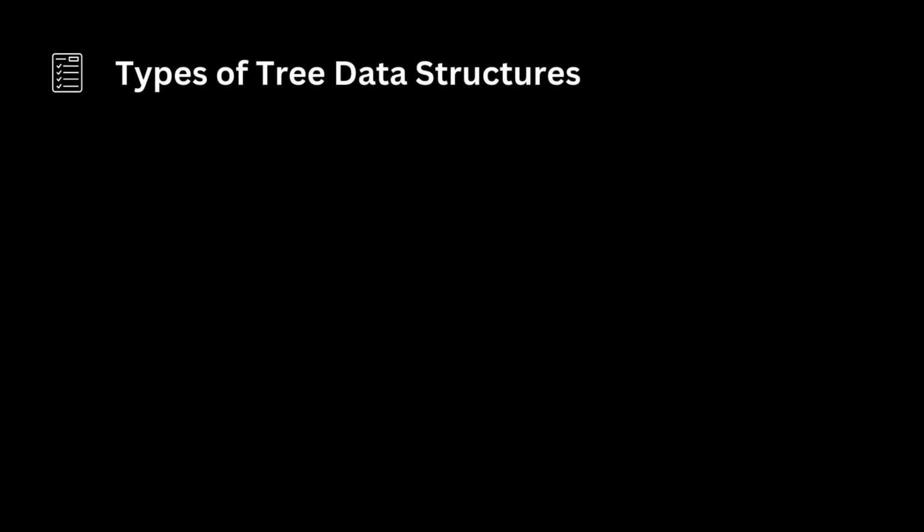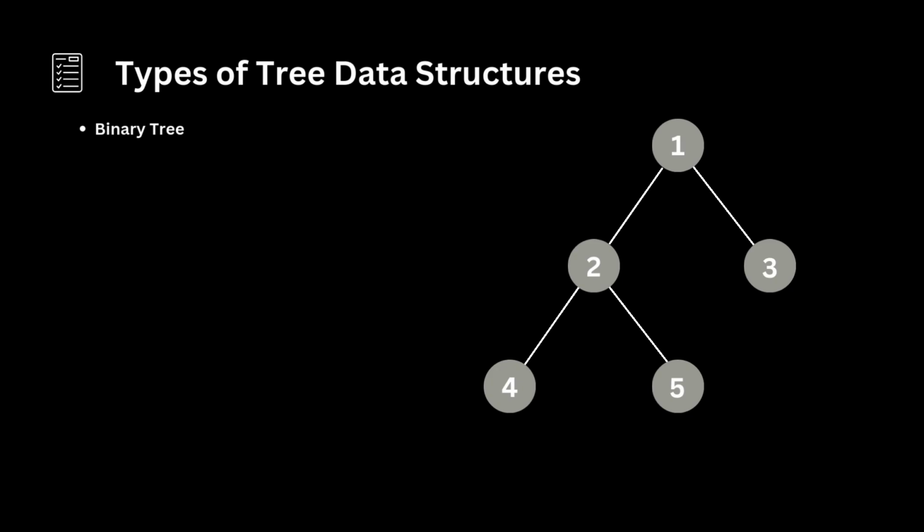Types of tree data structures. There are several types of tree data structures, each designed for specific use cases. We will just list out types of trees here and we'll learn one by one in detail in upcoming videos. The first one is binary tree. It is a tree where each node has at most two children, referred to as their left and right child.